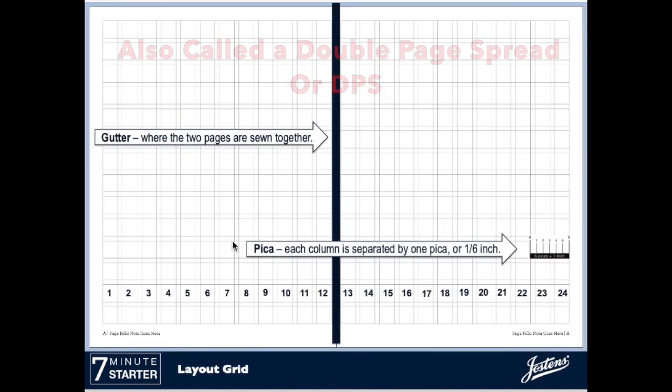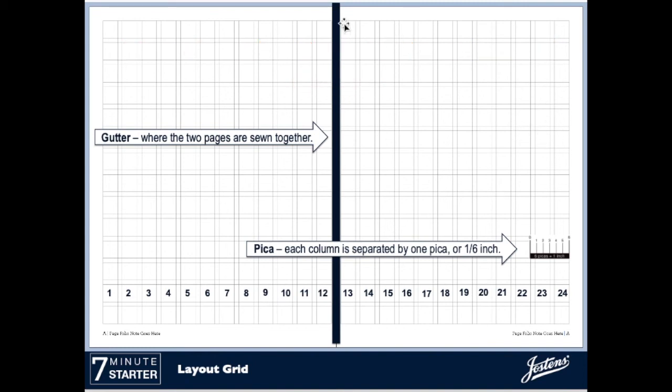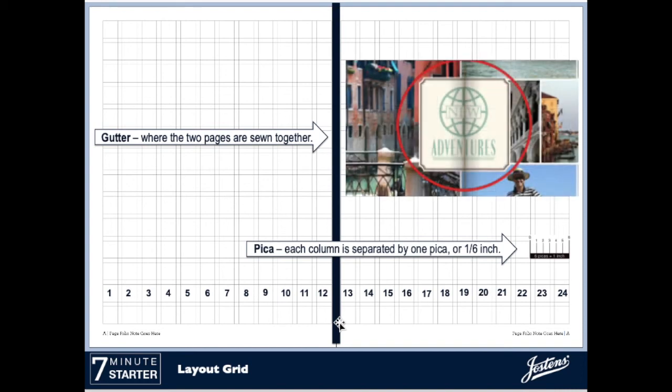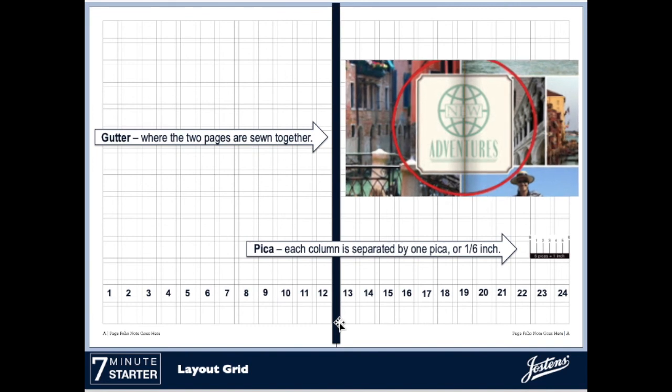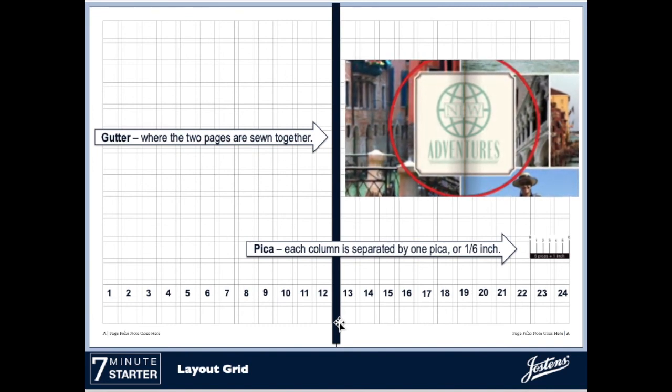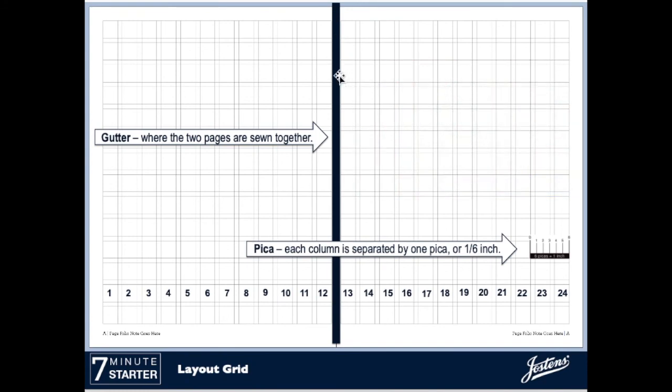So the first thing that you need to understand is that when we are looking at a yearbook page, we're actually looking at two different pages. We're looking at a left page and a right page. And what connects those is the gutter. So this is the gutter right here. That's where the pages are sewn together. You can put pictures across the gutter, but you should not put text across the gutter. And the reason that you don't want to put text across the gutter is when they sew the book together, you will lose part of your text inside that gutter right there, okay?